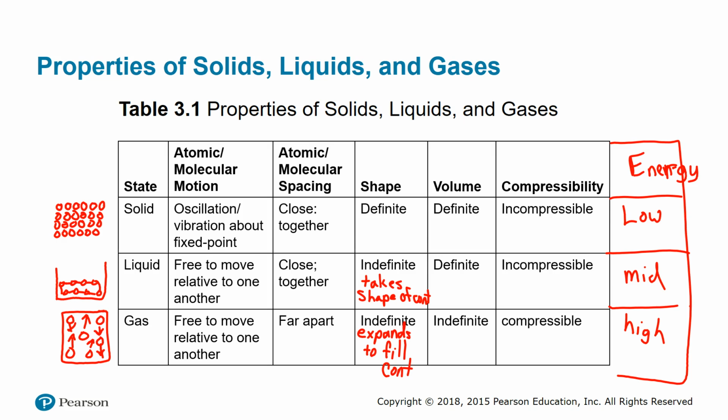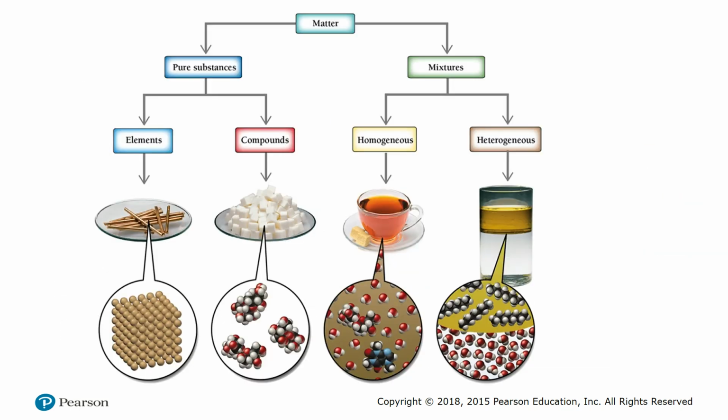Another way that we can look at matter, and I'm going to put the whole chart up, but I'm going to go down one side first, is we can consider it either a pure substance or a mixture. If it is a pure substance, it will either be classified as an element or a compound.